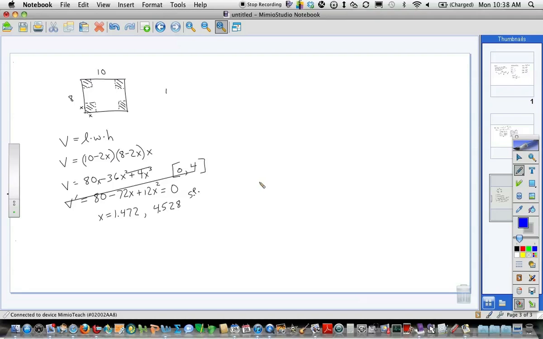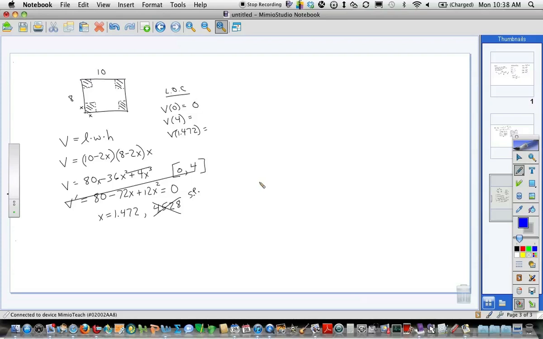But this list of candidates is a nice way to do it because now we just say, okay, let's try v of 0. Let's try v of 4. Let's try v of 1.472, and we'll throw out 4.528 because it's not inside of our domain. It's too big. We get a negative volume, actually. Well, it's pretty easy to go back to my volume equation. You put a 0 in. Of course, x is in every one of those, so that would be 0.